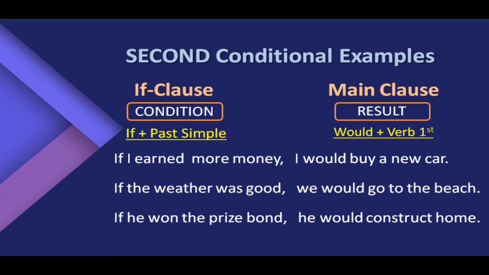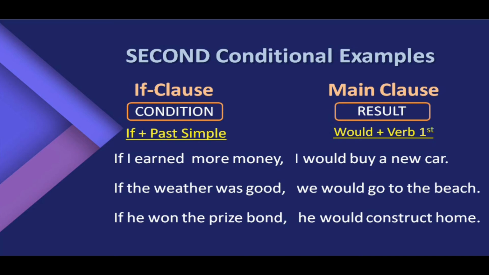Let's see the second example. If the weather was good, we would go to the beach. Here in the first part of the sentence, we have the condition, if the weather was good. And in the second part, we have the result, we would go to the beach. So the complete sentence is, if the weather was good, we would go to the beach. The first part of the sentence is called the if clause and it is the condition. And the second part of the sentence is called the when clause, that is called the result. Let's see the third example.